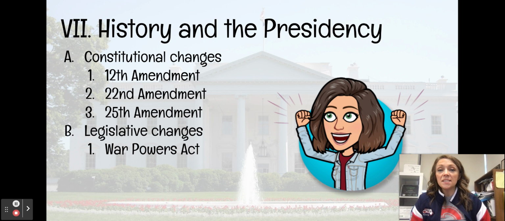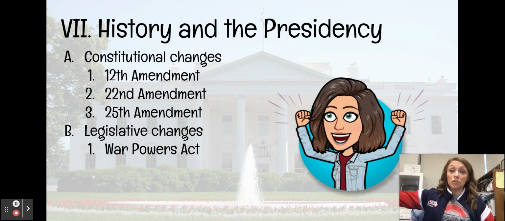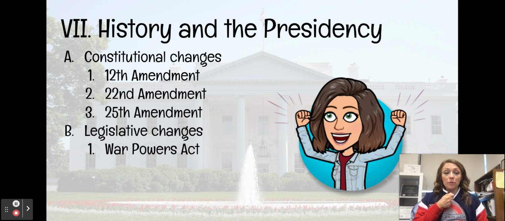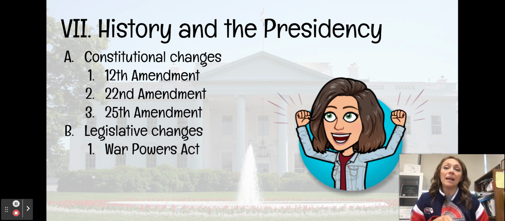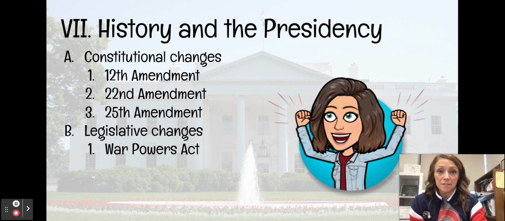And it also tells us that if the president sends troops overseas, the president has to either withdraw them, bring them home within 60 days, or Congress has to declare war or approve the measure, okay? So the goal of the War Powers Act was to limit the war-making power of the president and kind of give that back a little bit to Congress.